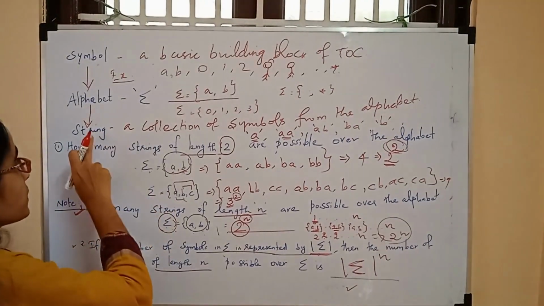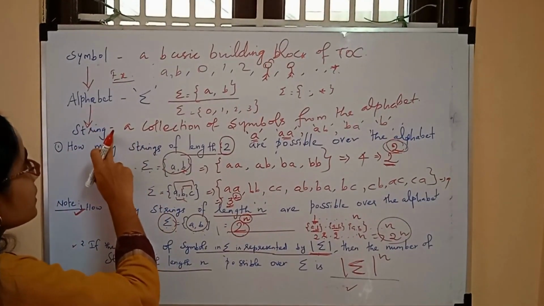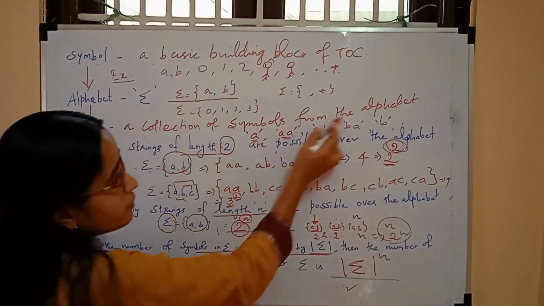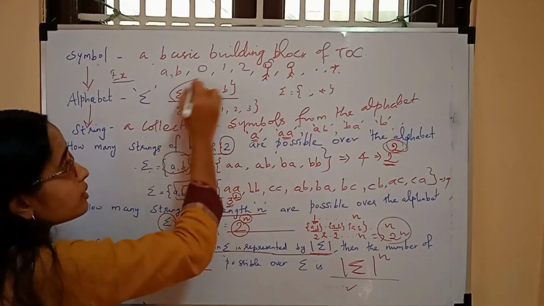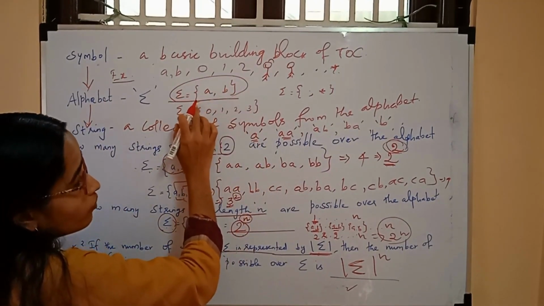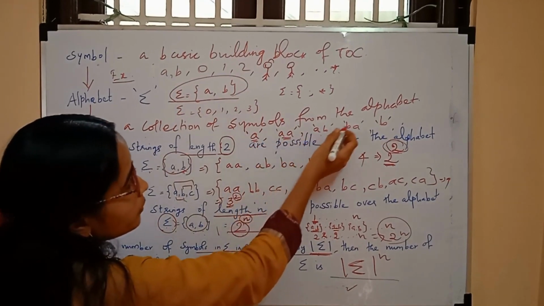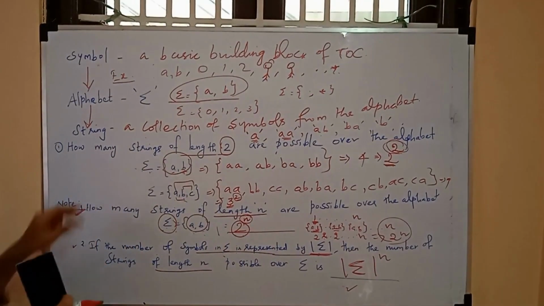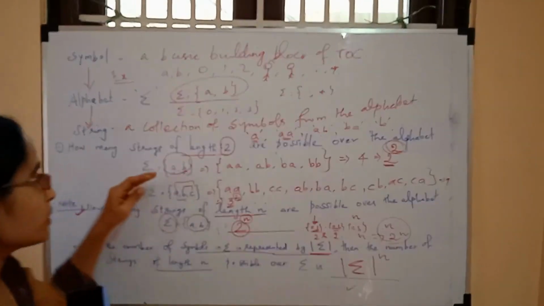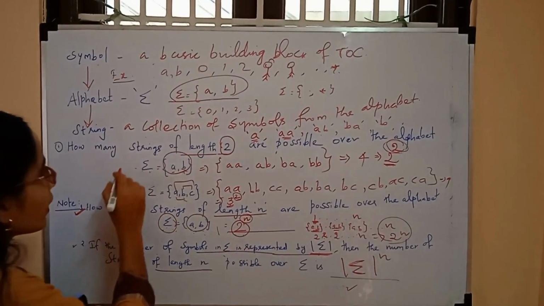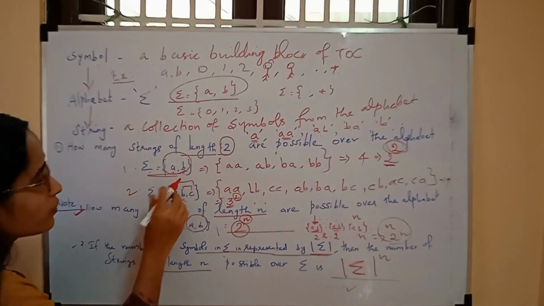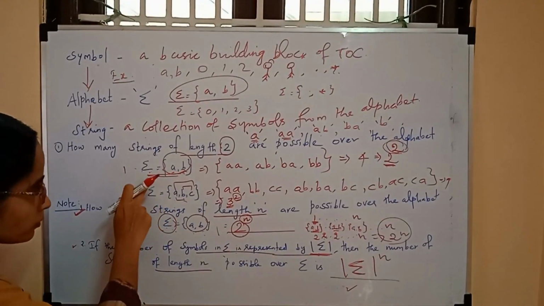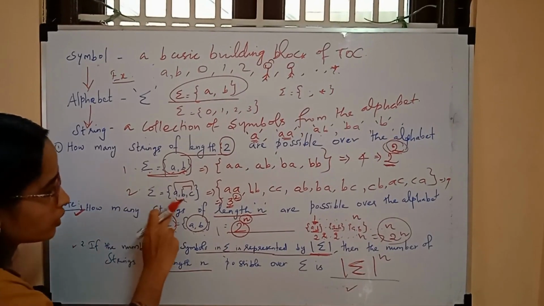A string is the input which is derived from the alphabet set sigma. It is a collection of symbols from the alphabet. So when I take this input alphabet sigma, I can have A, B, and these are all the strings I am able to form. Now we discussed how many strings of length 2 are possible over the alphabet sigma. We were given two kinds of sigma: the first has two elements, and the second has 3 elements.